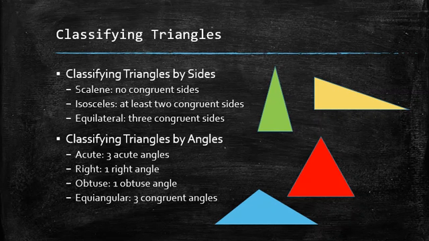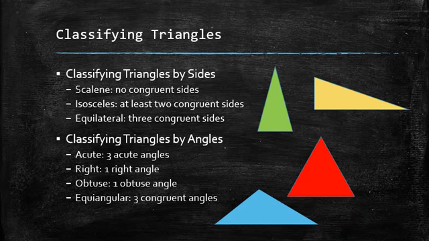There are 4 ways to classify triangles by their angles. The first is an acute triangle, where all 3 angles are less than 90 degrees, like the green and the red triangle. A right triangle has 1 right angle, like the yellow one. An obtuse triangle has 1 angle that is greater than 90 degrees, like the blue triangle. Lastly, an equiangular triangle has 3 congruent angles.